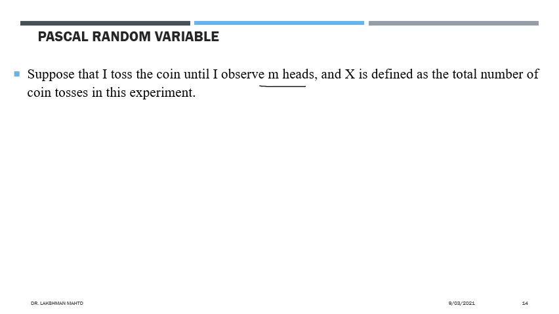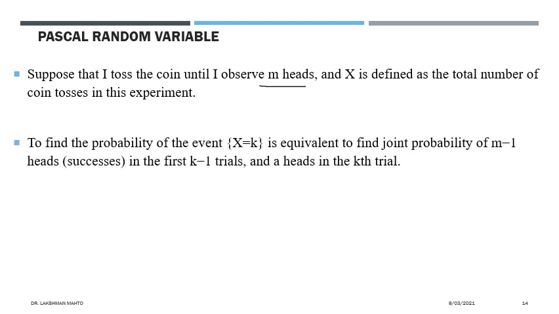So it is not always possible that exactly at n number of trials we will get m heads. So we need to define here one random variable. We are defining a random variable as the total number of trials, or total number of coin tosses, we perform in order to get m heads. Okay, in order to get m heads. So that is the random variable. So to define the probability of the event X equal to k, that means for this random variable, what would be the possible value of X? Can anyone suggest what would be the possible value of X?